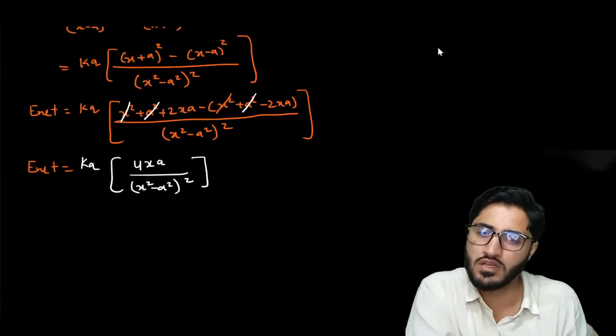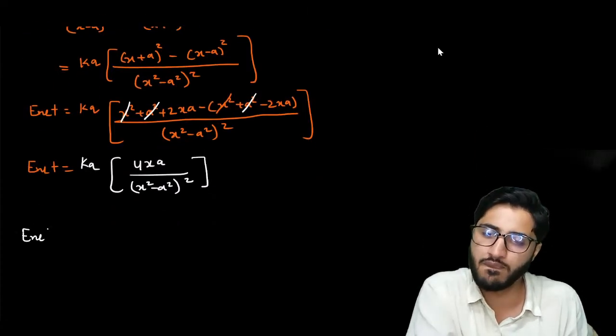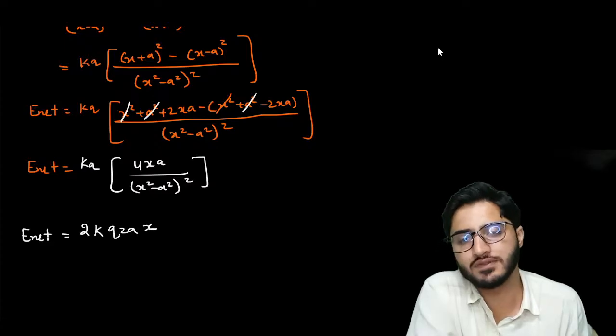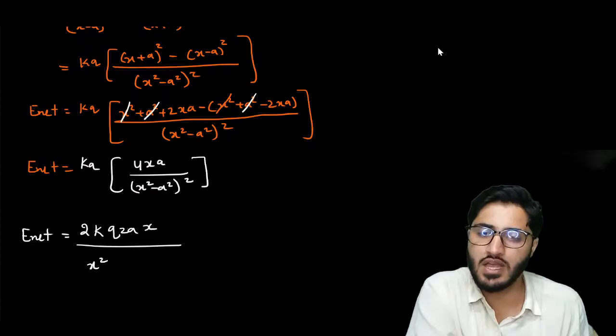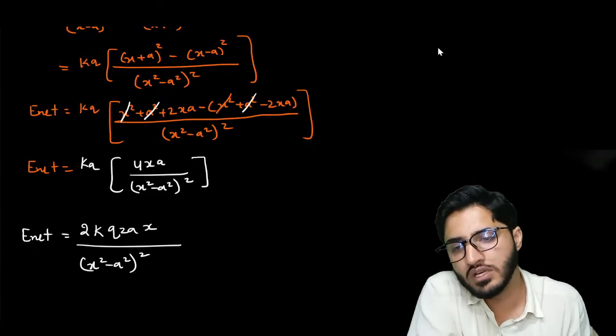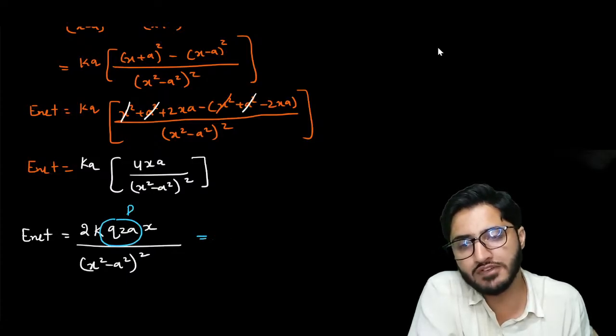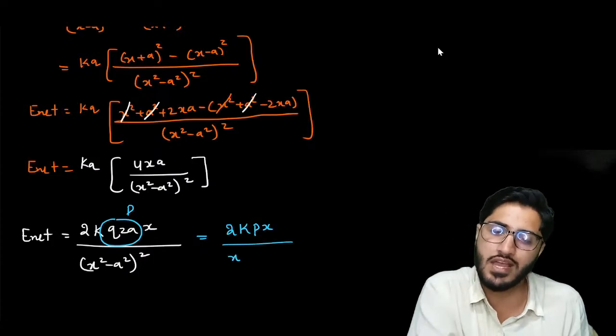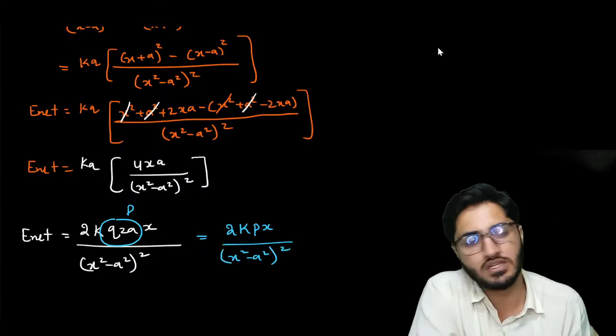Okay. E net I will write as 2K times Q2A times X, whole divided by (X square minus A square) square. Do you know why I write this? Now look, Q2A is the dipole moment P. So my whole equation becomes 2KPX divided by (X square minus A square) whole square. This much.